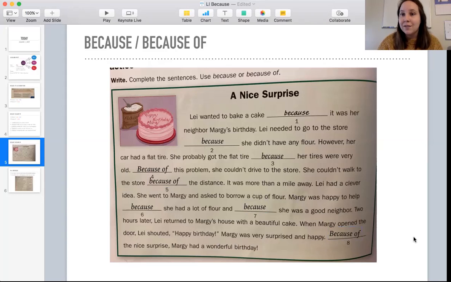So hopefully you were able to check as we went. We used because when there was both a noun and a verb, and we used because of when it was just a noun.